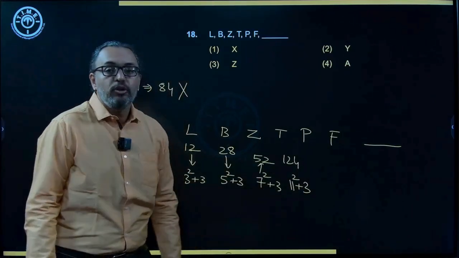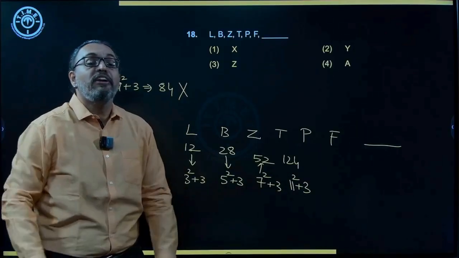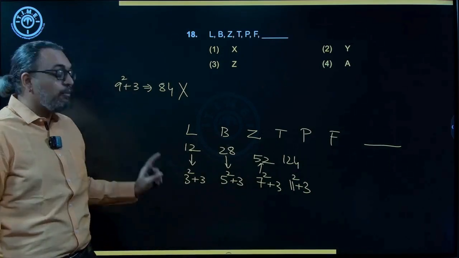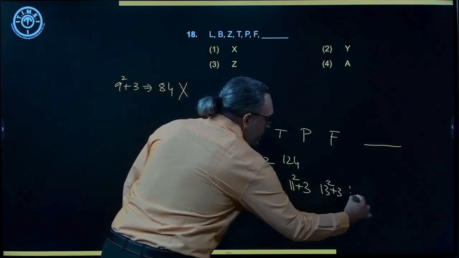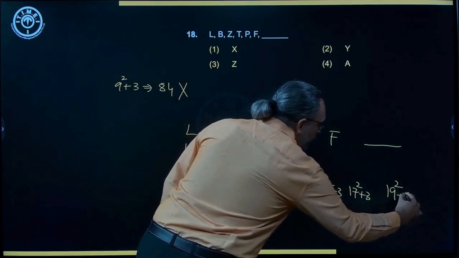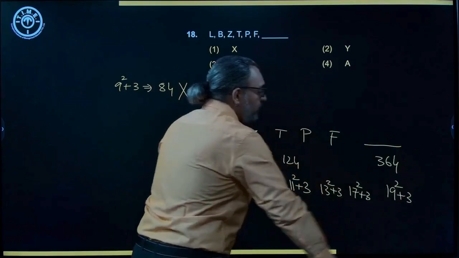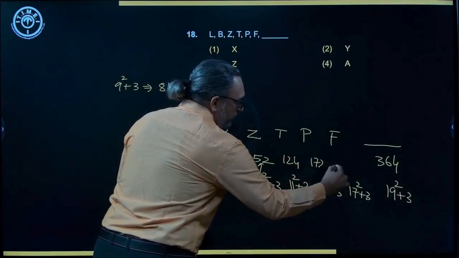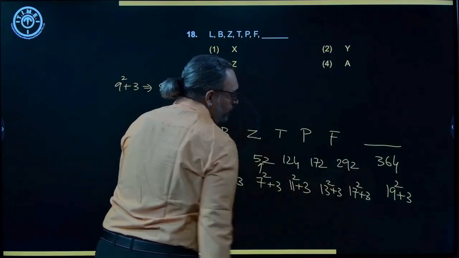So what is 124th alphabet? I know 104 is Z, and after 104, 20 more. 20th alphabet is T. So now we can confirm that they are prime numbers. So the next will be 13 square plus 3, then 17 square plus 3. Now my answer is 19 square plus 3. So 19 square is 361. 361 plus 3 is 364. So this is 13 square plus 3. 169 plus 3 is 172. And 17 square is 289 plus 3 is 292.